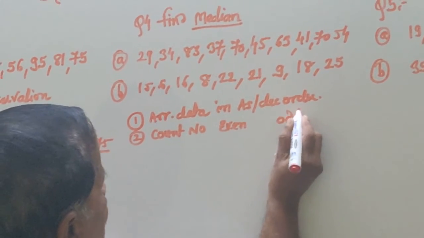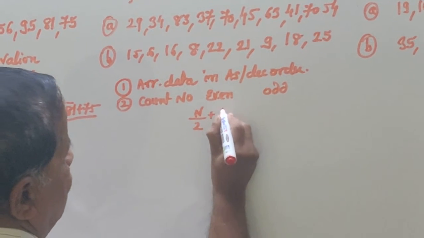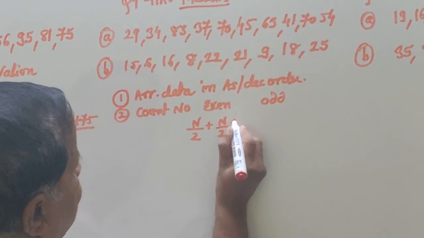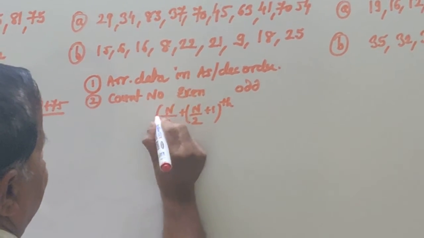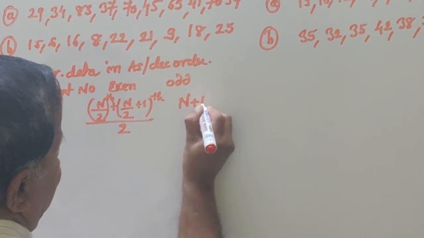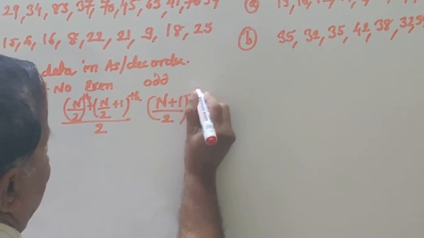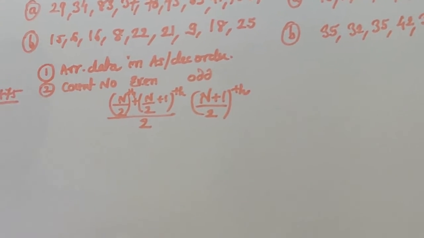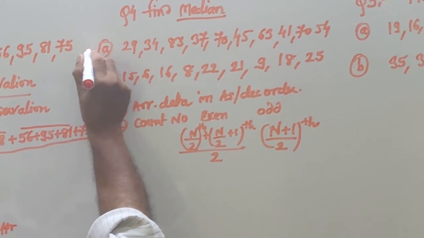For an even number there are two terms: the n by 2 term and the n by 2 plus 1 next term. I am writing here. Now for the odd there is only one formula: the n plus 1 divided by 2th term. These steps you must follow in every problem. Now I am solving the first problem.